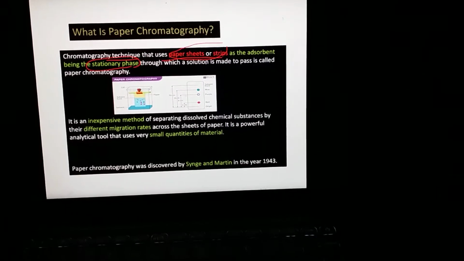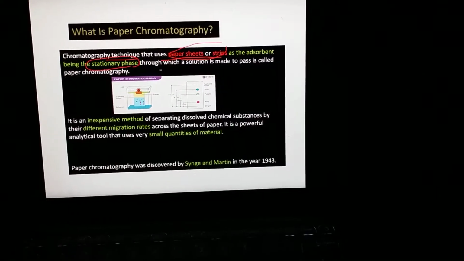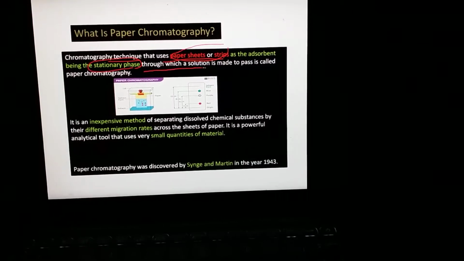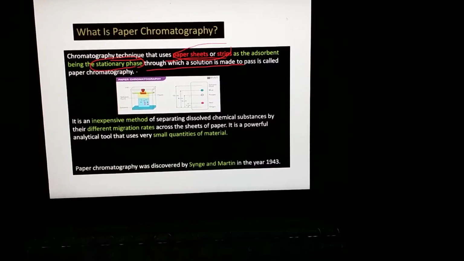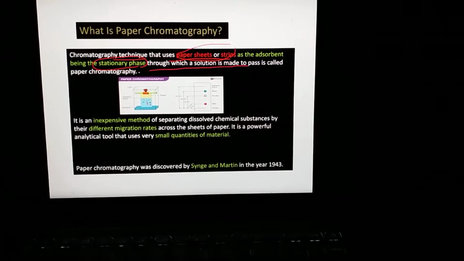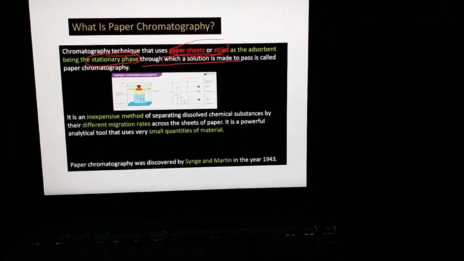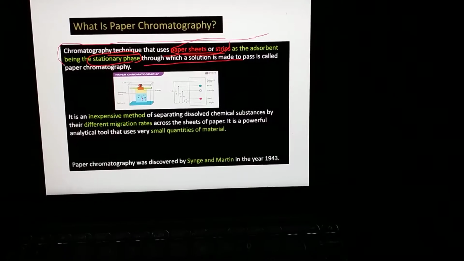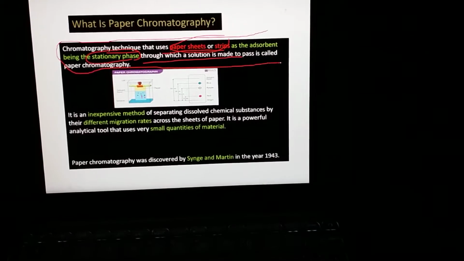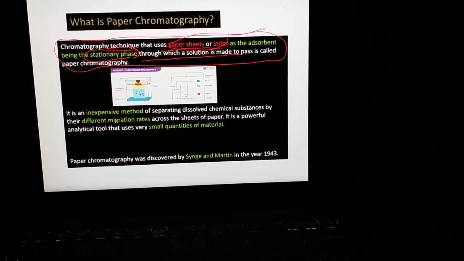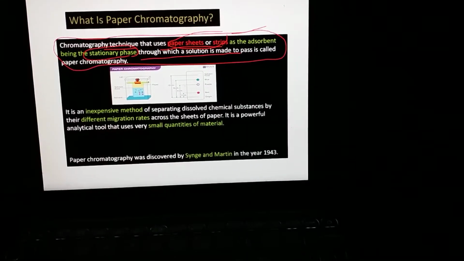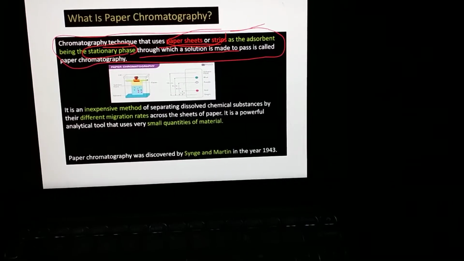Through which a solution is made to move, the movement of the solution takes place, and it is called paper chromatography. So simply, in this paragraph you can see an explanation of what paper chromatography is. This paragraph also includes two terms which I want to discuss.